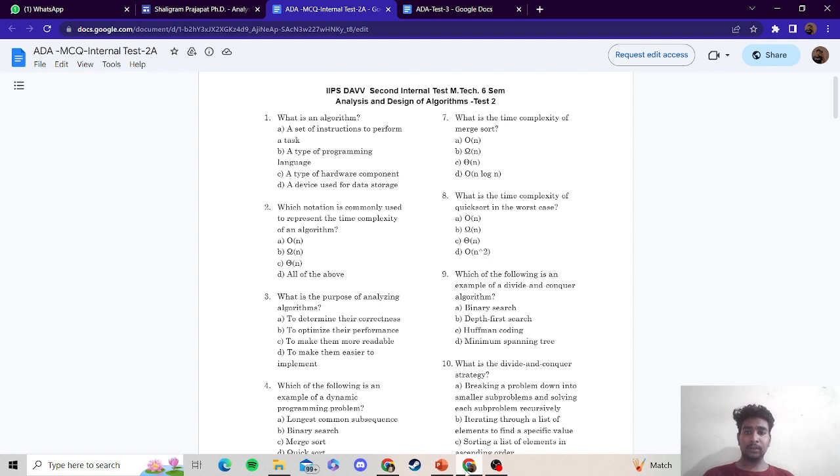So here arrives the first question, what is an algorithm? So simply, an algorithm is a set of instructions to perform a task. So it will be A.